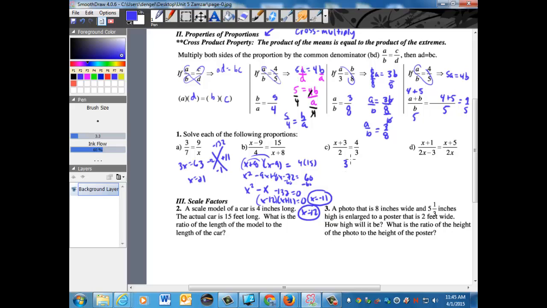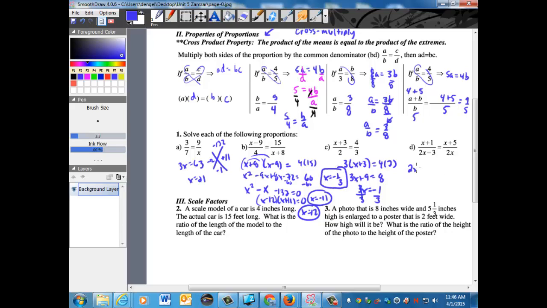All right, next part we have 3 times x plus 3 is equal to 4 times 2. 3x plus 9 equals 8. 3x equals negative 1. Divide both sides by 3. We get x equals negative 1/3.